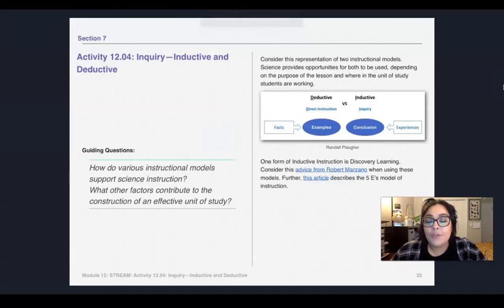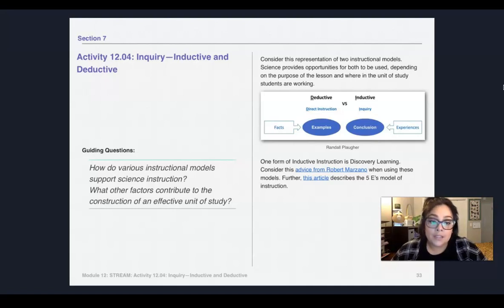All right, so for this portion of the module, we're going to be looking into inquiry and more specifically two types of instructional models. So inductive and deductive. Now, when we're talking about deductive, that is more of direct instruction. So giving the students a fact and sharing an example with them, such as telling them that a plant needs sun and water to survive.